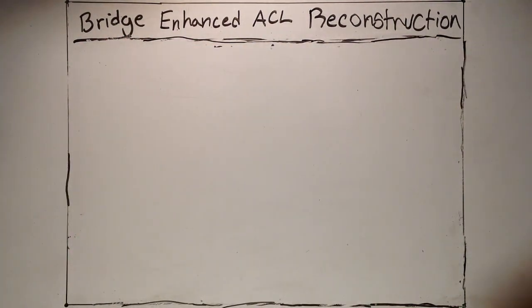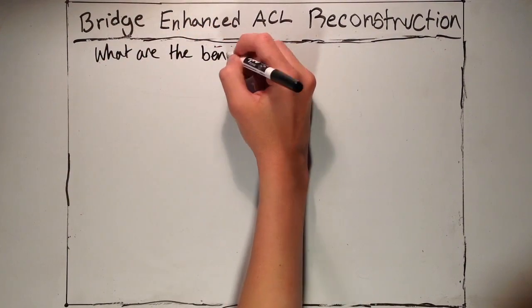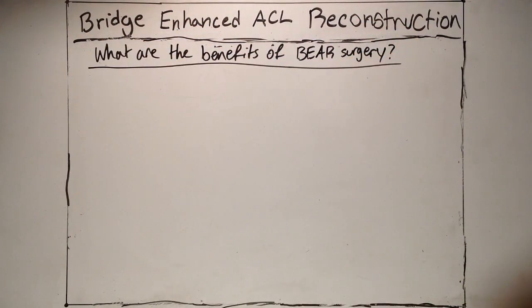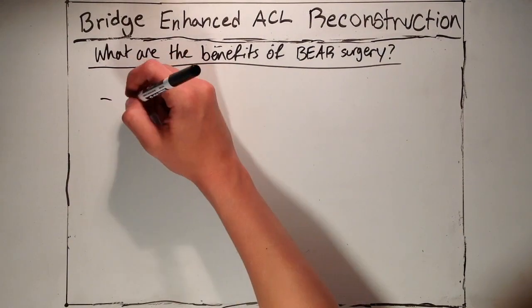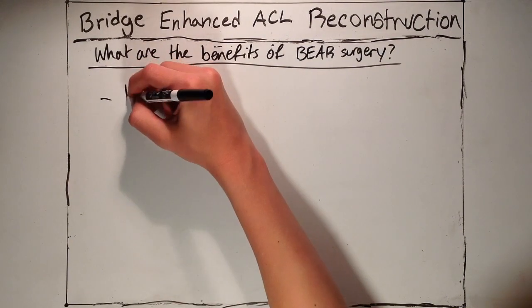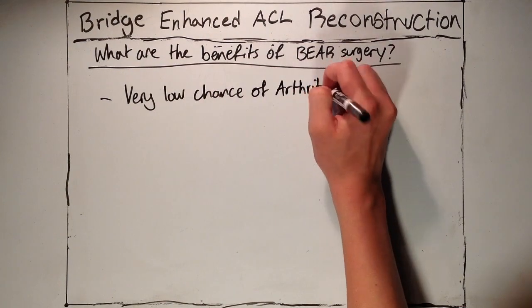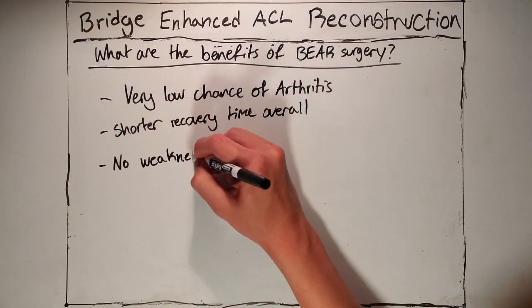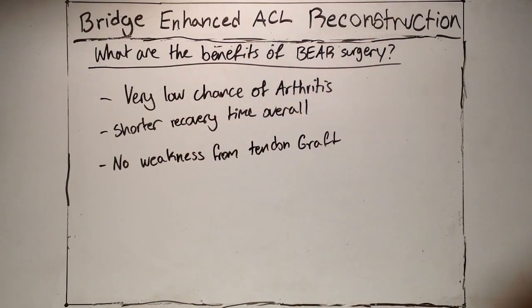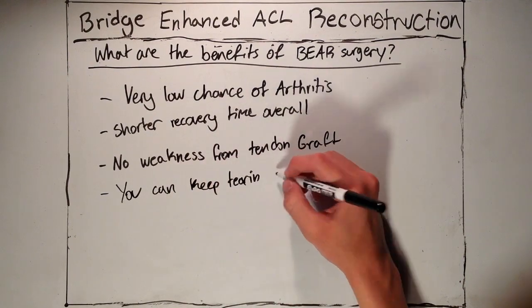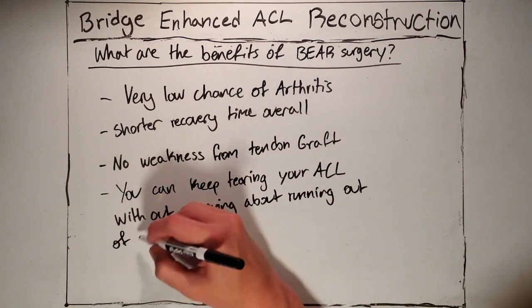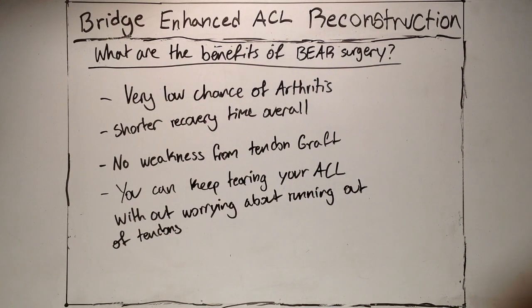This new technique for ACL reconstruction seemed cool to me, but I didn't know why we needed a new way to construct ACLs. So I asked the question, what are the benefits of BEAR surgery? For starters, there's a very low chance of arthritis, unlike tendon graft reconstructions. Another benefit is shorter recovery time overall, because you don't need to recover from the weakness of the tendon graft. The last benefit is you can tear your ACL as many times as you can afford, because you will never run out of tendons to turn into tendon grafts.